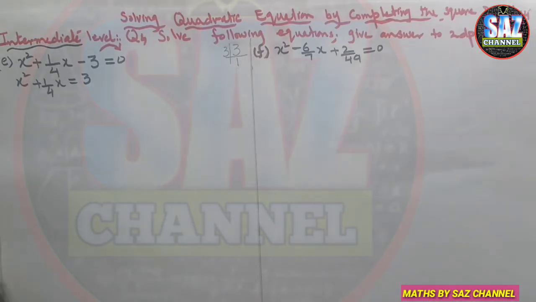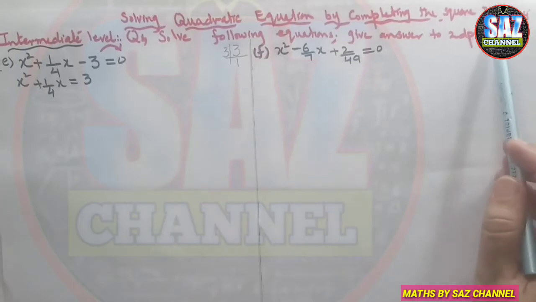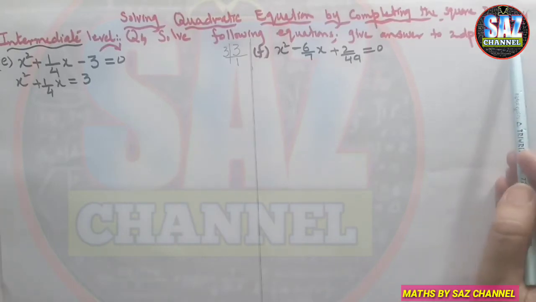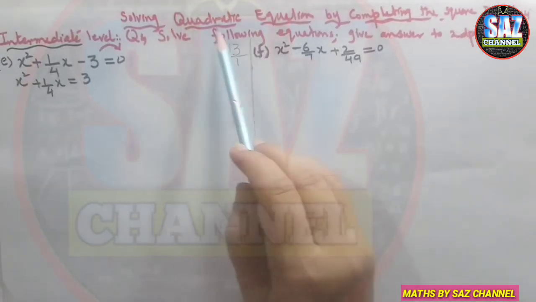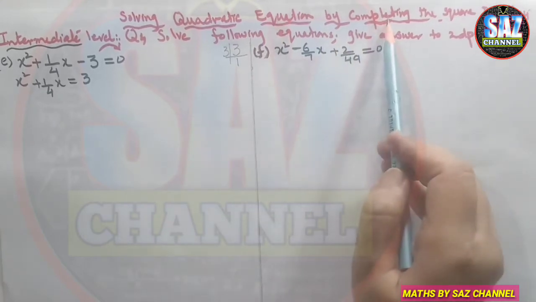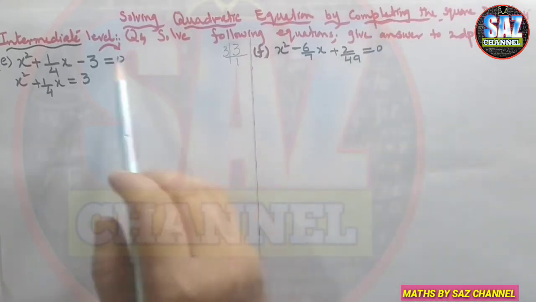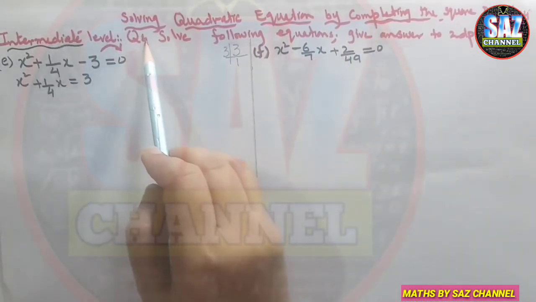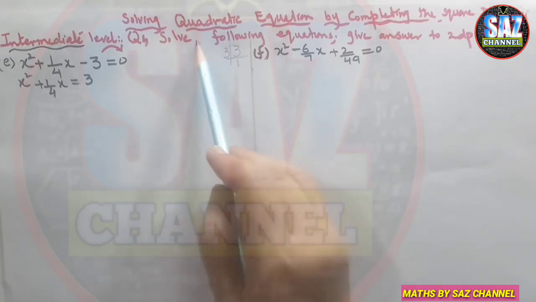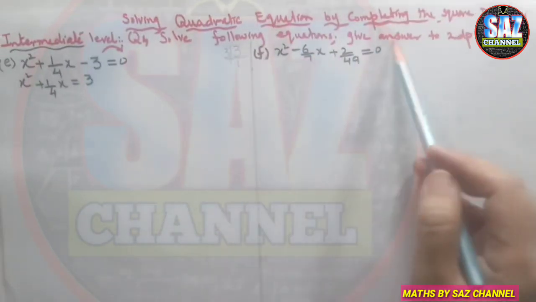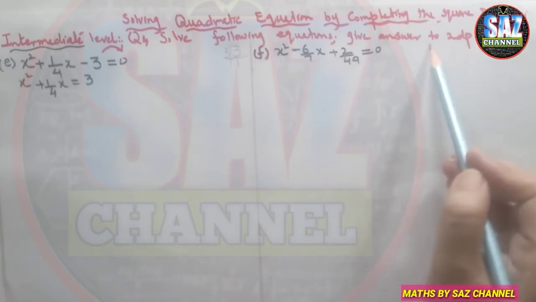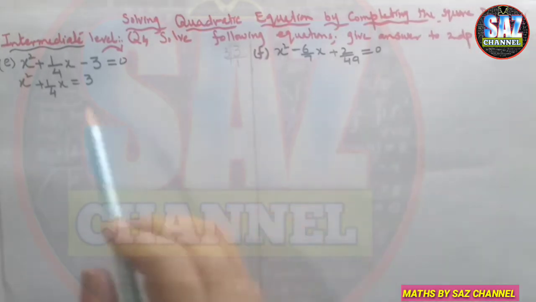This is my 14th lesson of D3 chapter number 1 exercise 1A, that is about solving quadratic equations by completing the square. In this lesson I will solve intermediate level question number 4 that says solve the following equations and give your answer up to 2 decimal places. Let's move to the question.